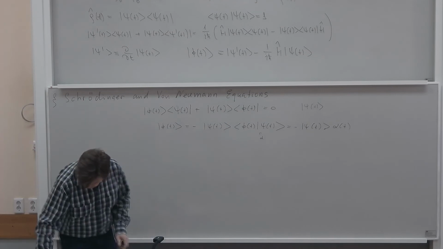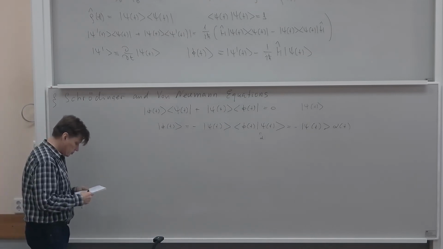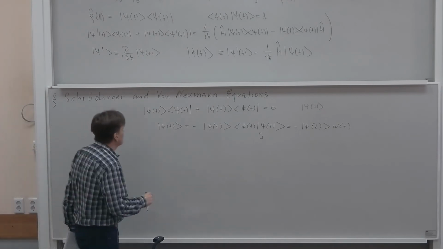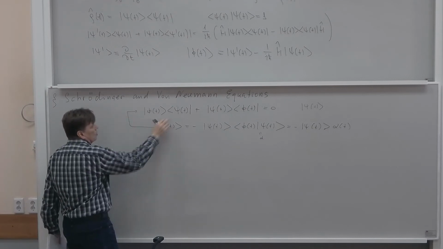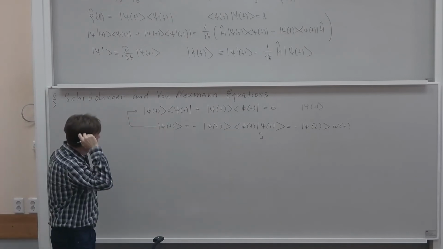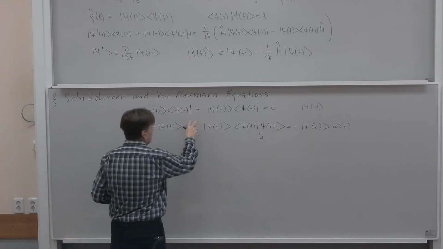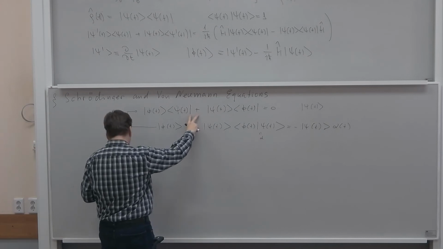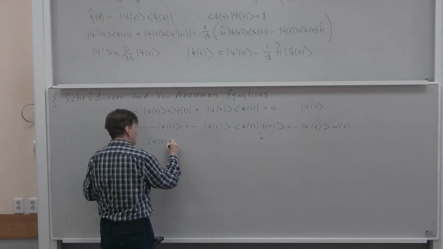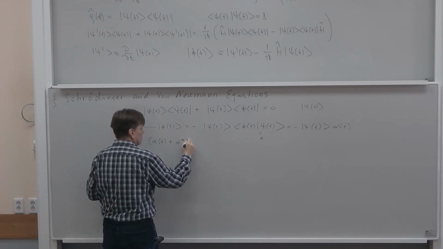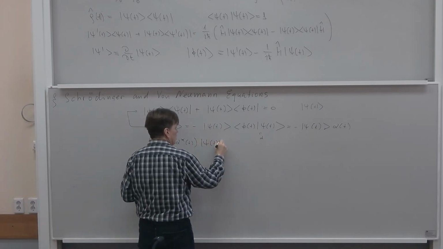And now, substituting this phi back into the equation, we can bring this equation to the following form: alpha of t plus alpha star of t times ket psi of t bra psi of t.